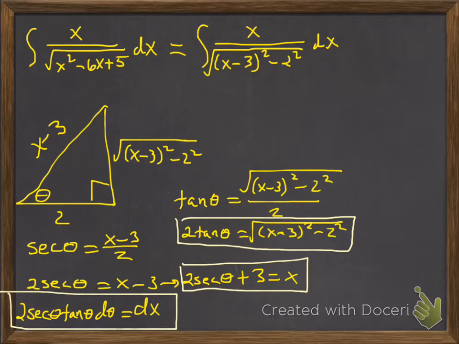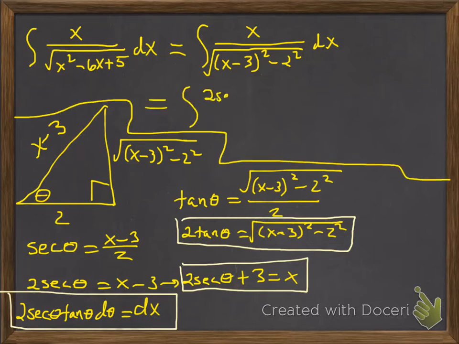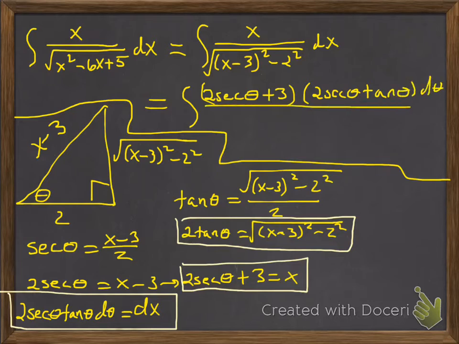And so those three things boxed in there, that's what we're going to substitute into our integral here. So let's go ahead and do that. The x becomes 2 secant theta plus 3. Okay, that's all right. The dx is 2 secant theta tangent theta d theta. And the denominator is 2 tangent of theta.